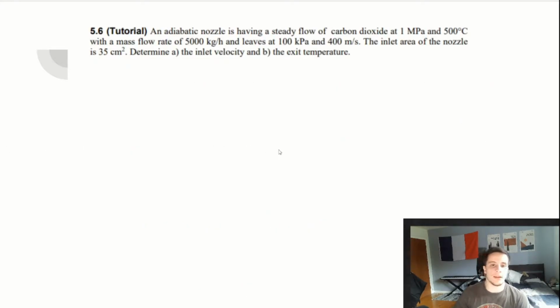We have an adiabatic nozzle with a steady flow of carbon dioxide at 1 megapascal and 500 Celsius with a mass flow rate of 500 kilograms per hour, and it leaves at 100 kilopascal and 400 meters per second, so that's velocity. The inlet area of the nozzle is 35 centimeters cubed. Determine the inlet velocity and the exit temperature.